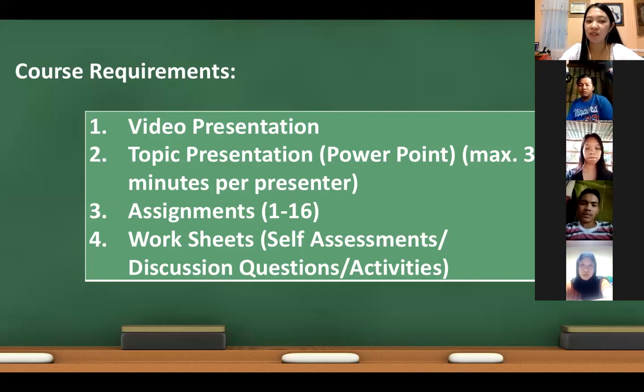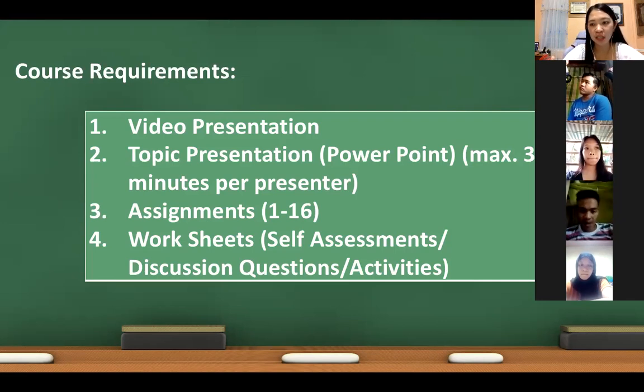And then aside from the topic presentation, we have also assignments. So a total of 16 assignments, since we have 16 topics all in all, 8 modules. Per module, we have 2 units, so that is equivalent to 16. So each unit, you will be having 1 assignment. So, dapat complete yung assignment ninyo.